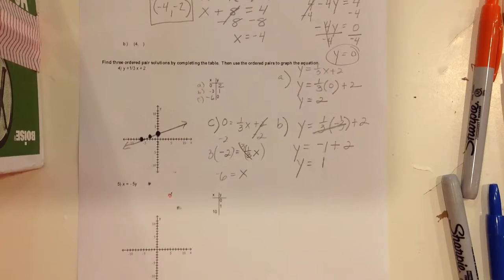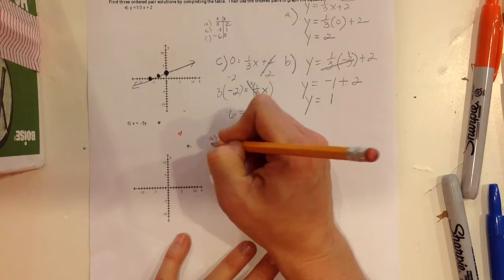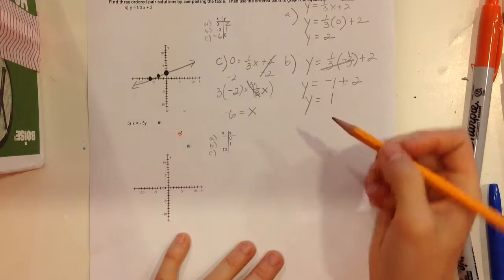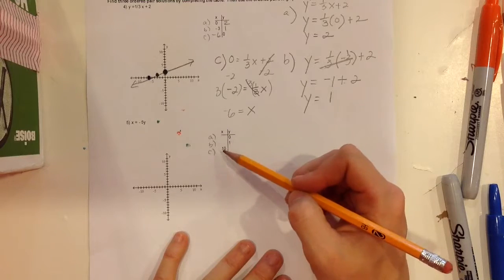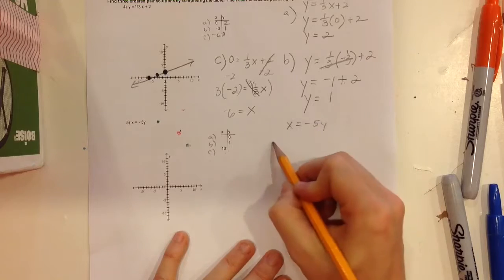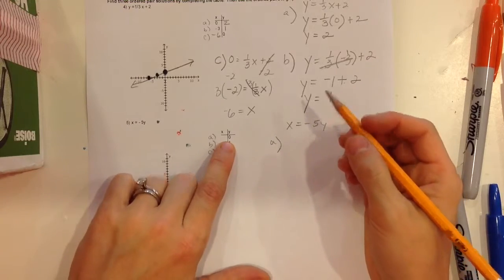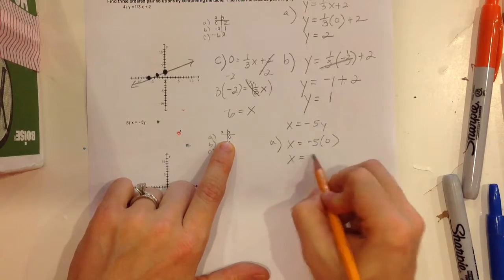Now the last example, I'm going to go ahead and do it, even though we'll have a longer video. But on this last example, we're doing the same thing. I have x equals negative 5y as my equation, and I'm substituting these 3 points. Notice that they want me to substitute in when y is 0, when y is 1, and when x is 10. So for my first one, they want me to substitute when y is 0. So x equals negative 5 times 0. Well, x will be 0.